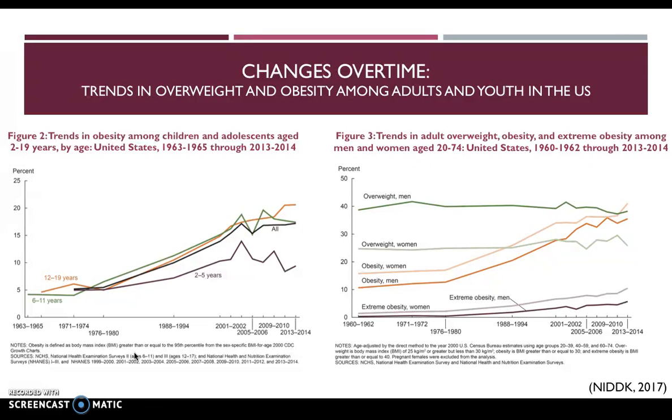And as you can see, overweight men and women have remained about the same. That's the dark green line and the kind of grayish line. But obesity and extreme obesity in both sexes has steadily increased over the years, which is represented.